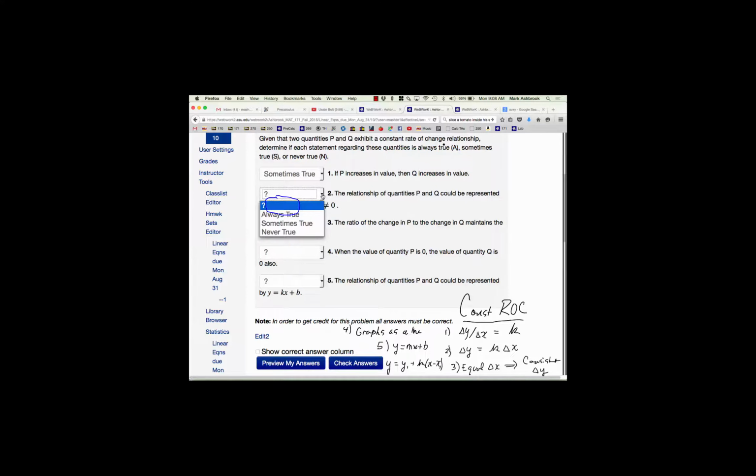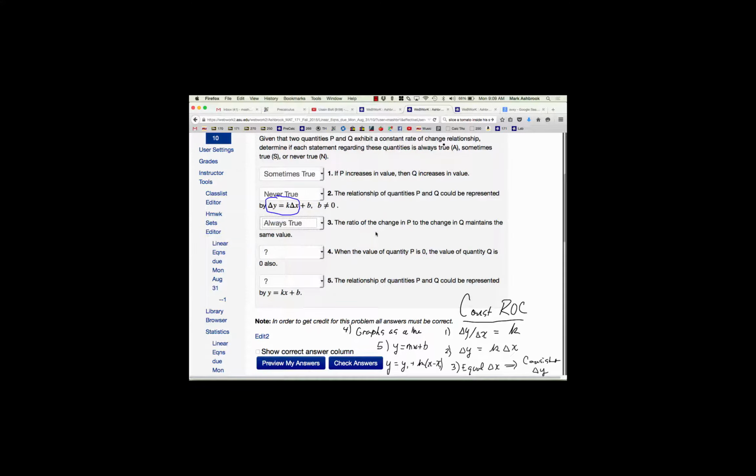Never true. Never, because if we have constant rate of change, we have that. We don't have that plus a non-zero number. Adding a non-zero number will just negate that very fact that we know about constant rate of change, that delta y equals k delta x. Okay, the ratio of the changes maintains the same value. We all know that, right? Oh, that's the definition of constant rate of change.